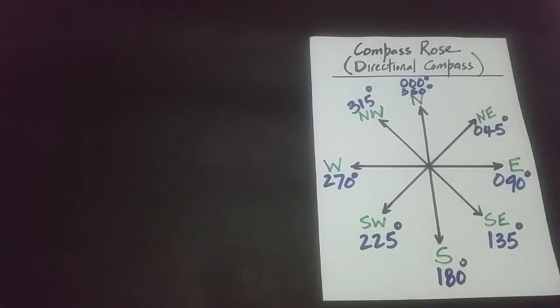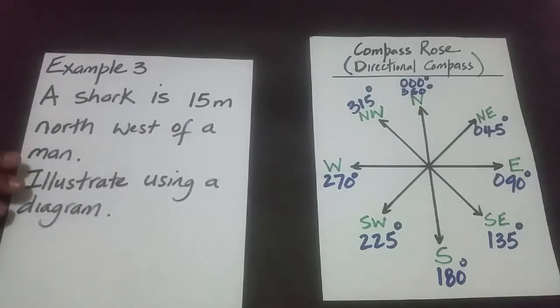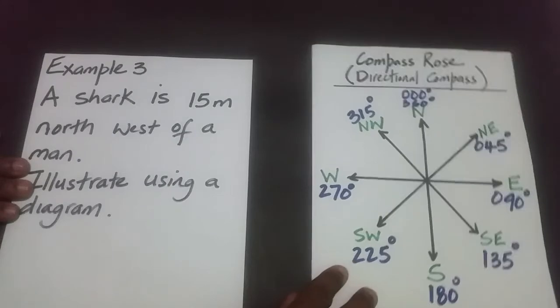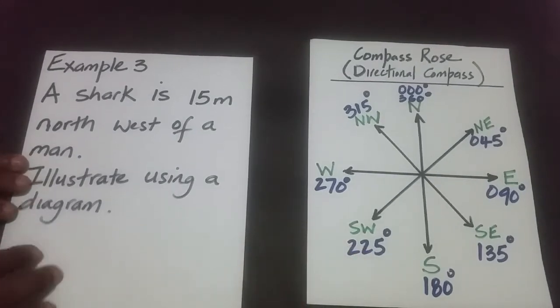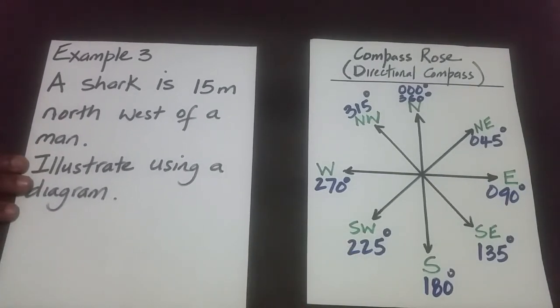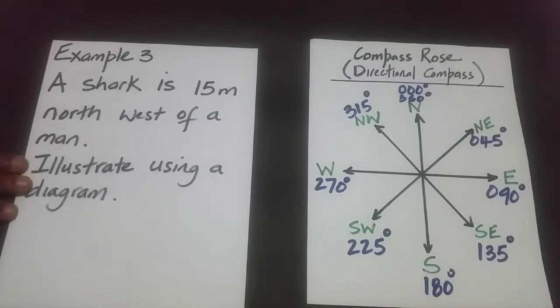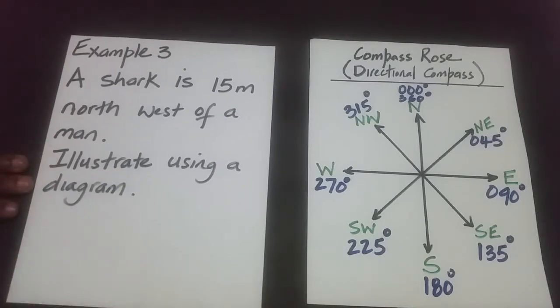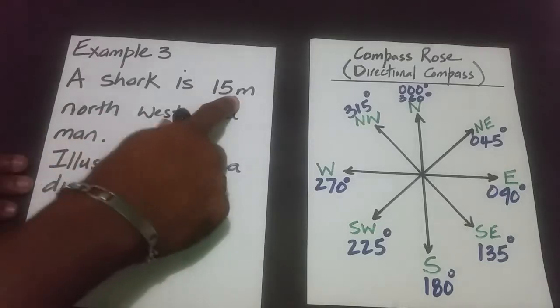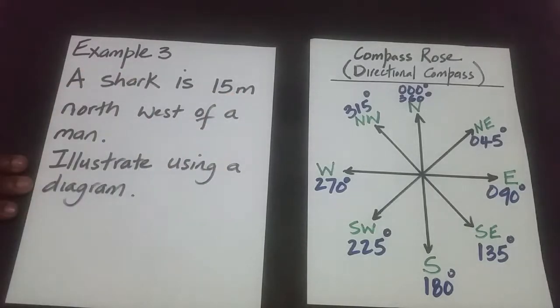And let's take a look at example 3. Again, I am leaving the compass rose because it's a critical instrument or tool that I'm going to use to answer my questions without making any errors. All right, let's take a look at question 3, or example 3. It says a shark is 15 meters northwest of a man. Illustrate using a diagram. So let's tackle this one now.